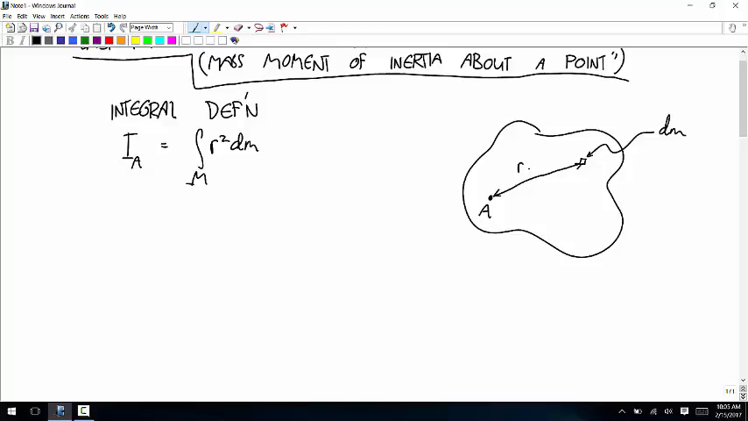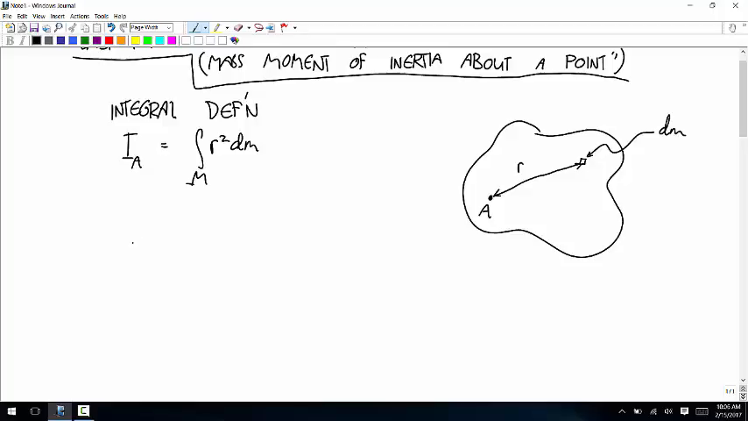And what this ends up doing is giving you high values when a lot of mass is spread far from the about point, and a low moment of inertia when things are packed tightly close to the about point. We're not going to use the integral formula. We're going to use just simple formulas that come from this definition.